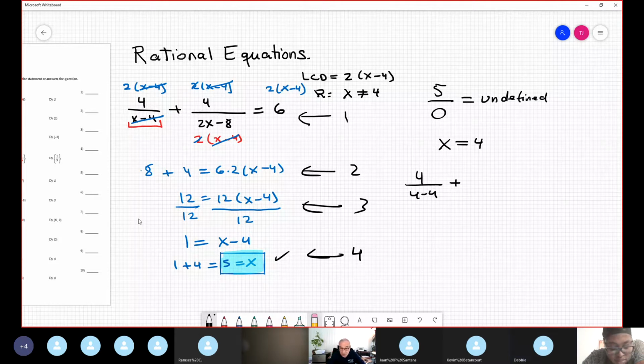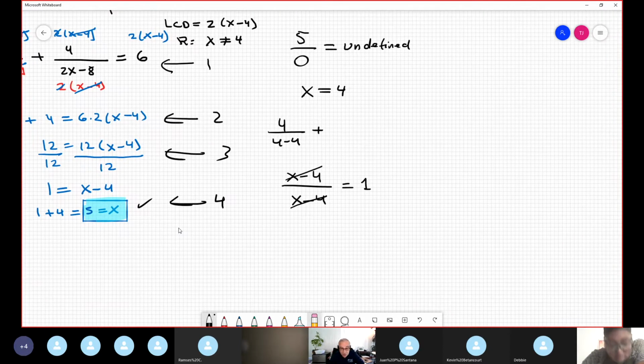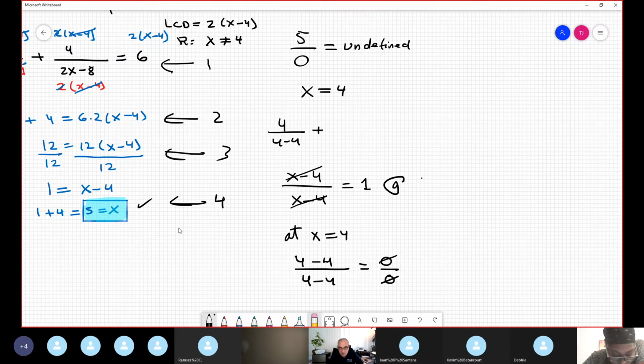Another thing, suppose you have x minus 4 divided by x minus 4. I simplify and the answer is 1. Well, this is true, but not 100%, because this is true for all real numbers except 4. At x equal 4 it is 4 minus 4 divided by 4 minus 4, which is 0 divided by 0, and you cannot do that. So this is 1 under the restriction x not equal to 4. This is the idea for the restriction.